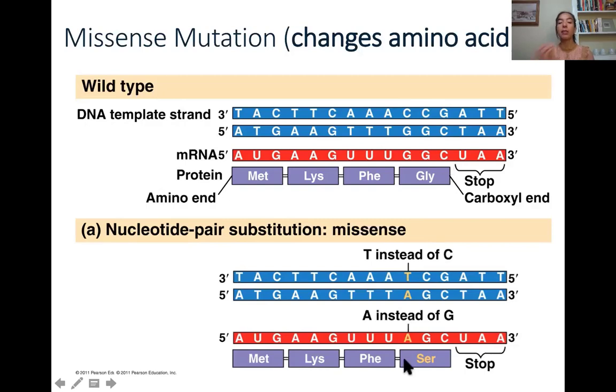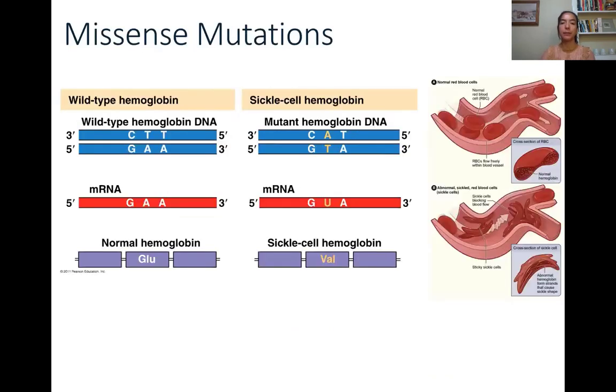That change is going to have an effect on the amino acid. Instead of a glycine, we now have a serine. That is called missense mutation. It changes the amino acid. Missense mutations are very important, even though it's just one simple nucleotide that gets mutated. In some cases, it can have a tremendous effect in the phenotype.